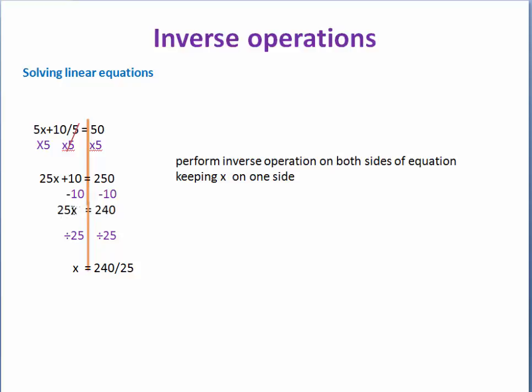Remember this 25x is 25 multiplied by x. The inverse operation of multiplication is division. Divide by 25 to get rid of this 25. So 25x divided by 25 is x. And 240 divided by 25, you can write it this way, just with a division sign.